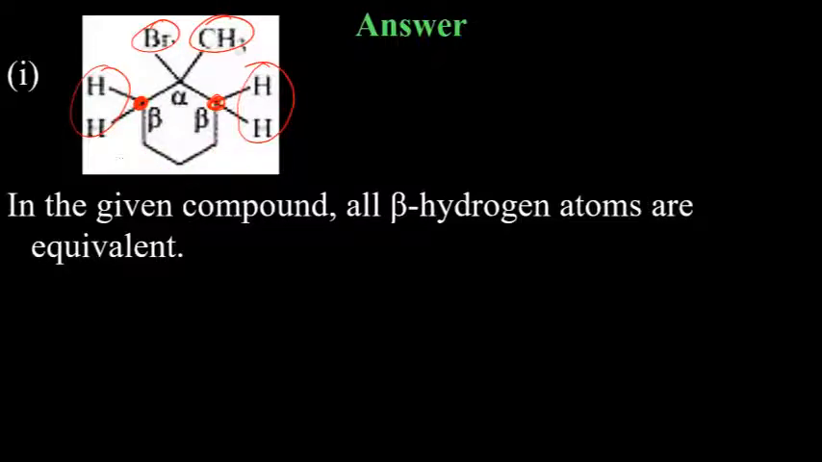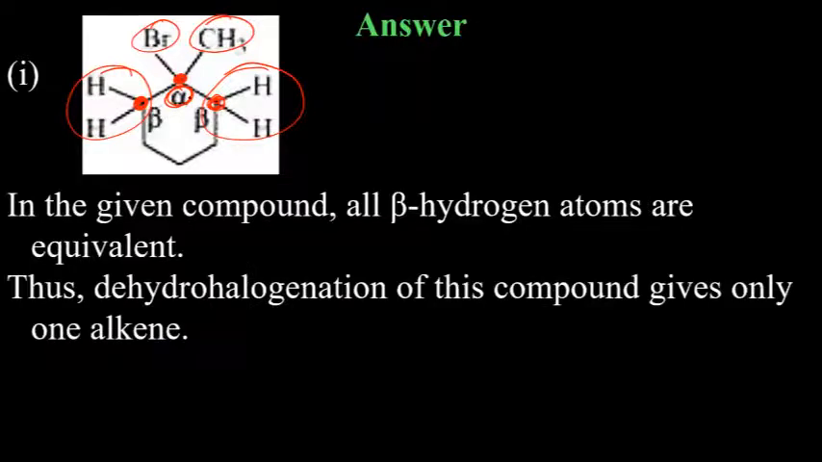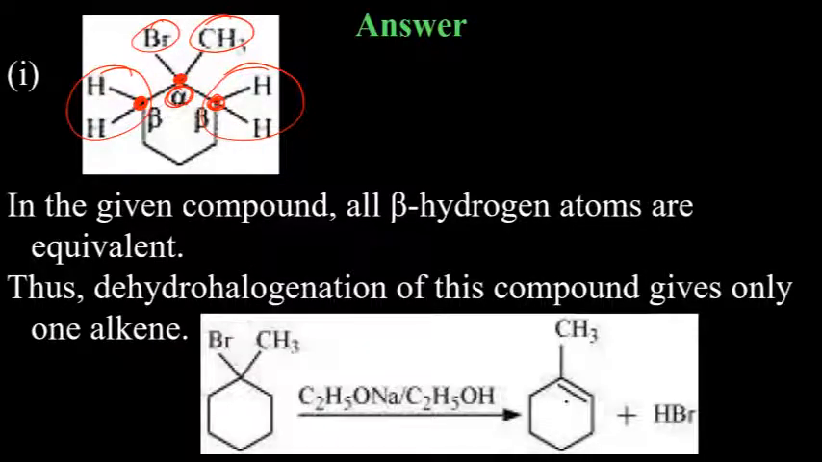So halogen will go from the alpha carbon, and hydrogen in this case can go from any. It is symmetrical on both sides, whether you consider this or this, it is symmetrical. So hydrogen can go from any, and the product will have the double bond either this side or this side. The product will be the same. So in this case, bromine goes from the alpha carbon and hydrogen goes from this beta carbon.